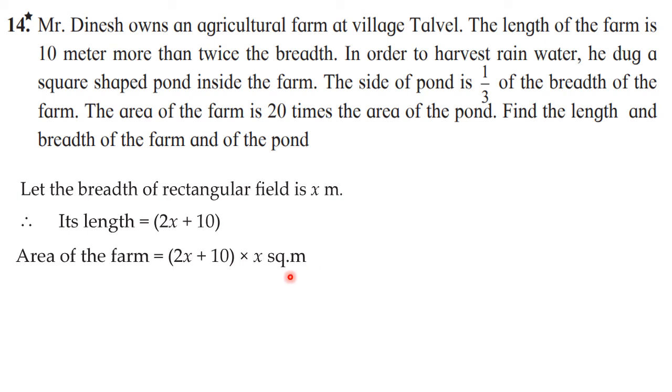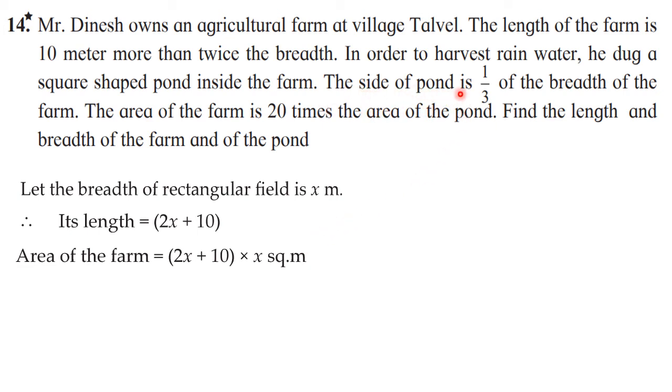Don't forget to write down the units. For breadth we have used meters. For length also here you can write down meters, and the area is in the form of square meters. Length into breadth, area of the rectangle. So 2x plus 10 inside the bracket into x. Okay. So now the next thing is to write down the side of the pond.